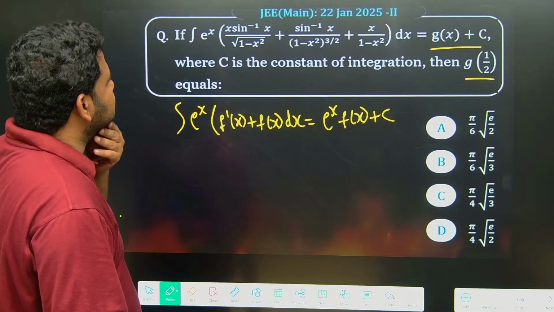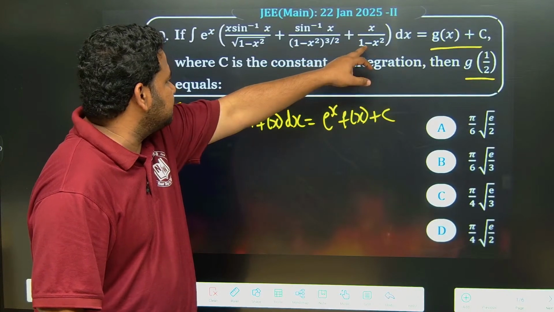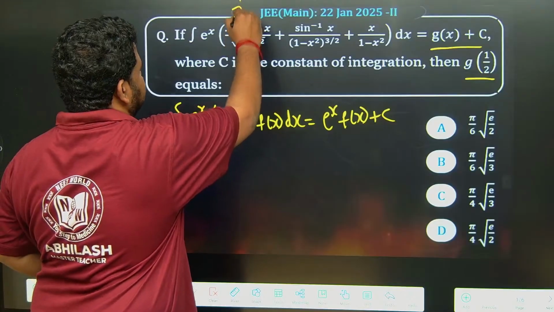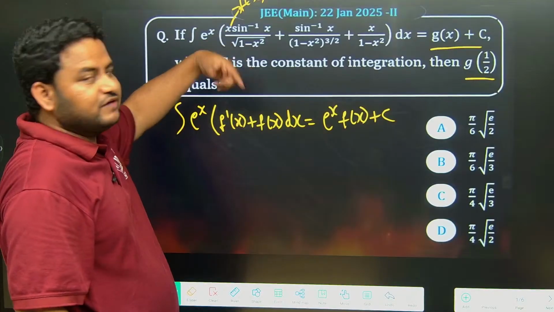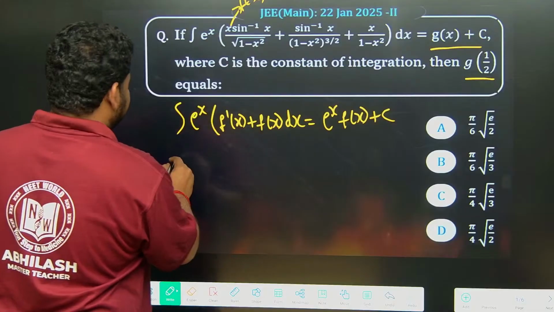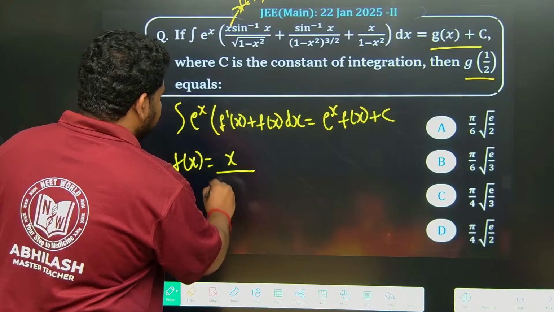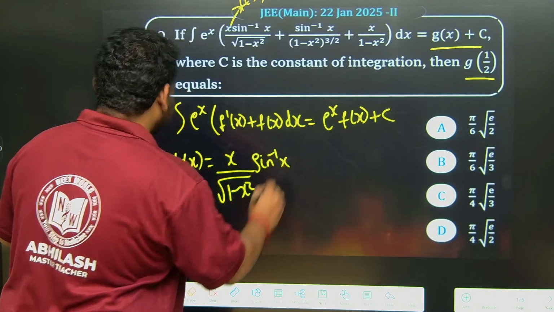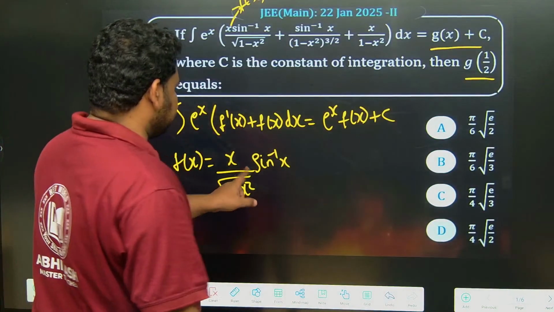By looking at this question, we are having sin inverse of x, and here we are having x by 1 minus x square. Both combined, I can see that this is turning out to be f of x. So first I should find out f dash of x. Let me take f of x as x by square root of 1 minus x square into sin inverse of x.